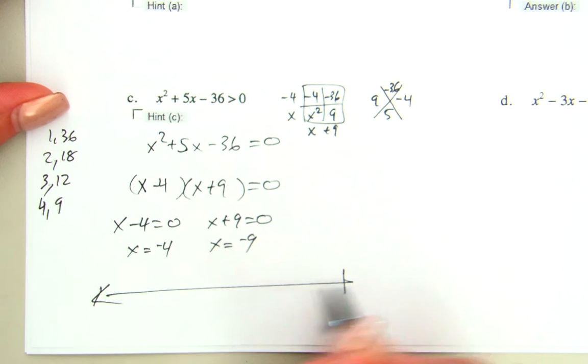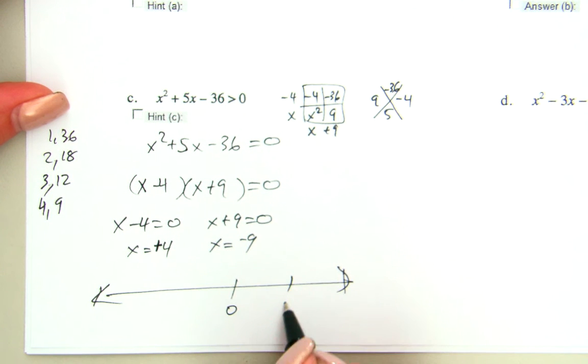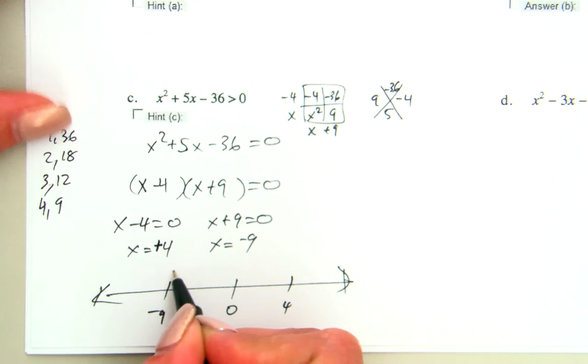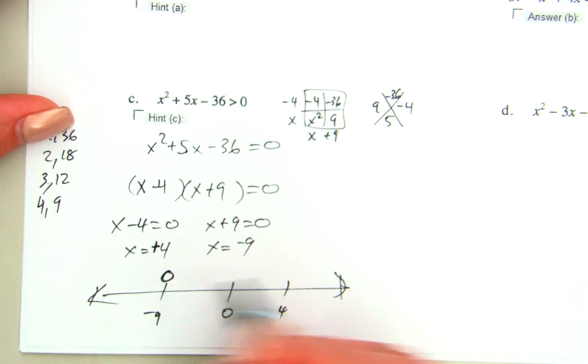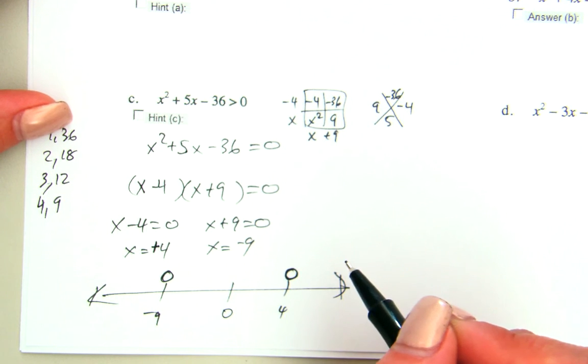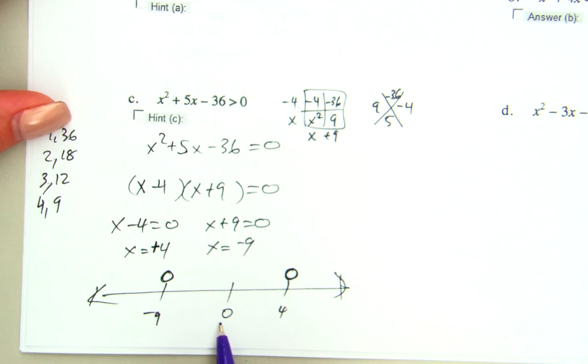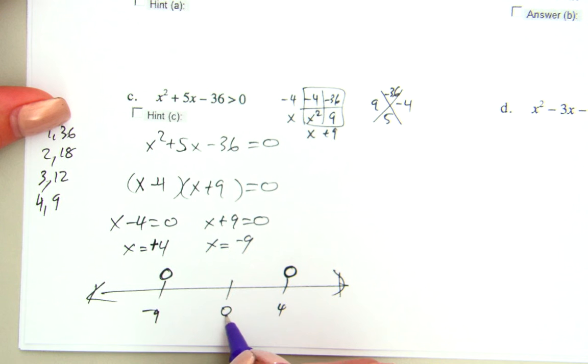So on a number line, there's 0. Wait, one of these is positive. Oh, that's 4. Okay, there's 4 and there's negative 9. So this is open circle. So we're going to do open circle, open circle. Let's test some regions. Let's pick a 0. So in the middle, at least we know what's going on.